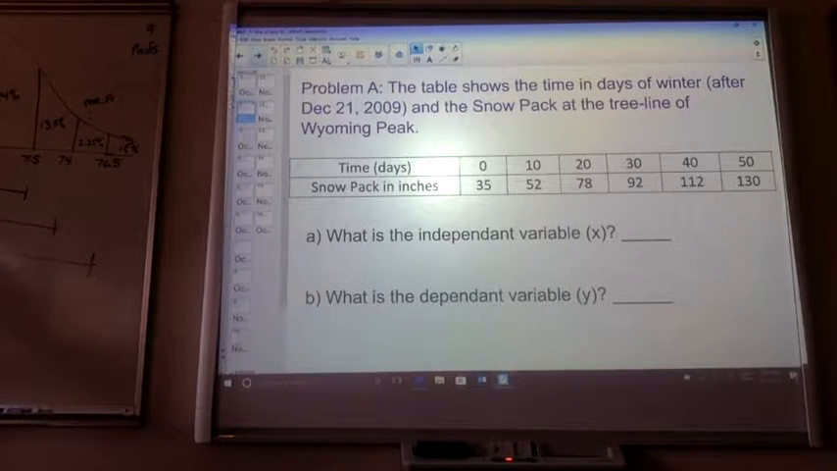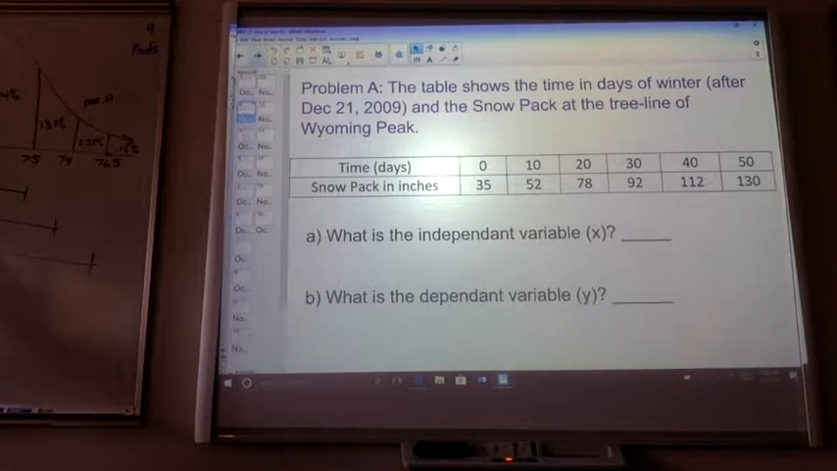Okay, so we have a certain date starting, looks like December 21st, so time in days. If December 21st is the day that we're starting, day 0 would be December 21st. Day 10 would be December 31st. Day 20 would be in January. Day 30 would be in January. Day 40 would be in January. And day 50 would be in February. Okay, and you're talking about the amount of snowpack in inches.